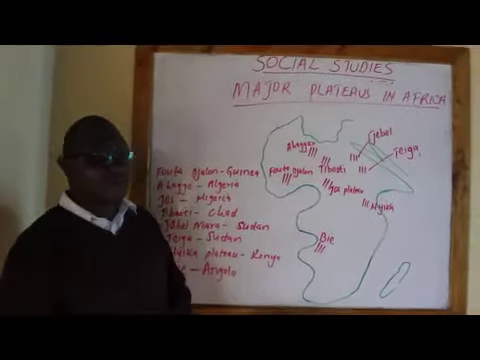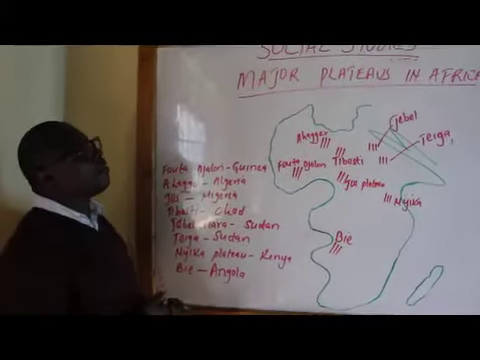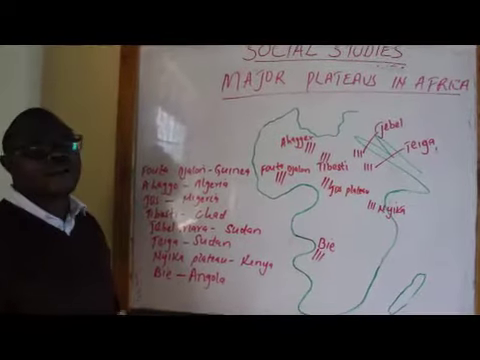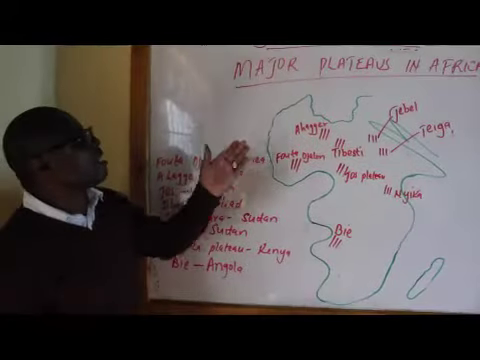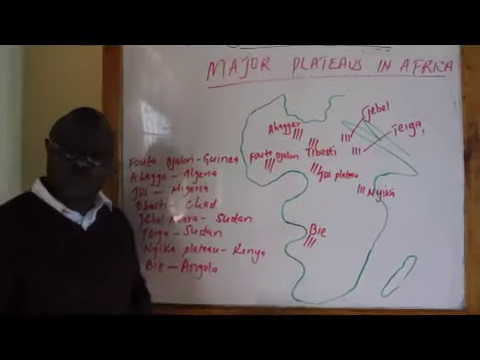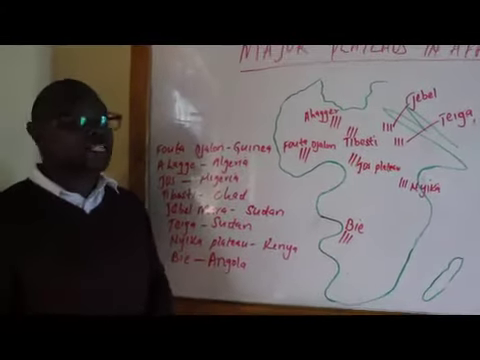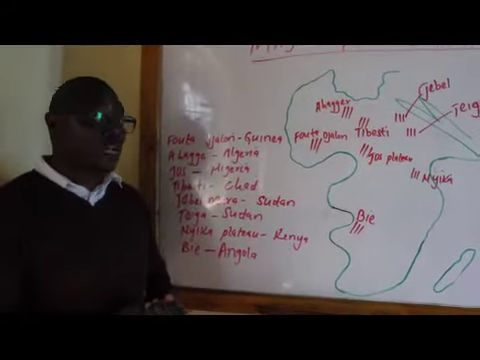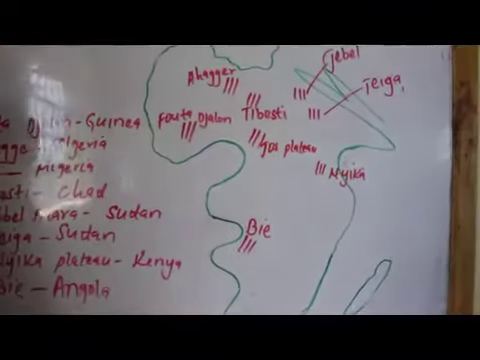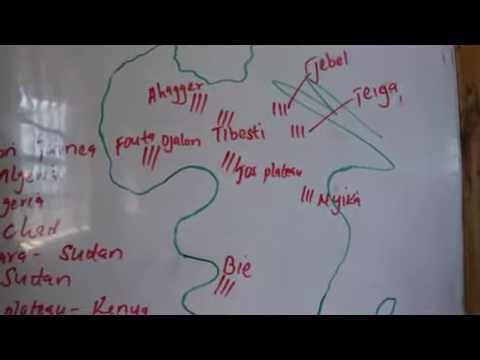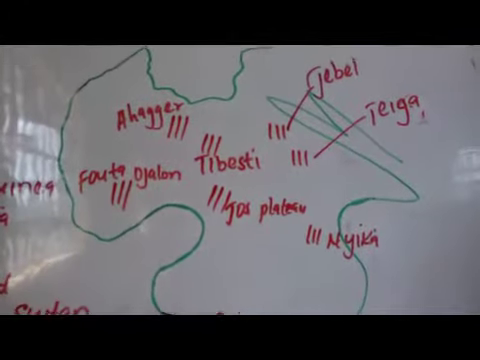My dear pupils, again, I would like us to discuss major plateaus in Africa. Maybe before I do that, let us define the word plateau. A plateau is a raised, fairly flat land. That is what we refer to as a plateau. Now, Africa is covered by very many plateaus. In fact, we say that most parts of Africa are covered by plateaus.